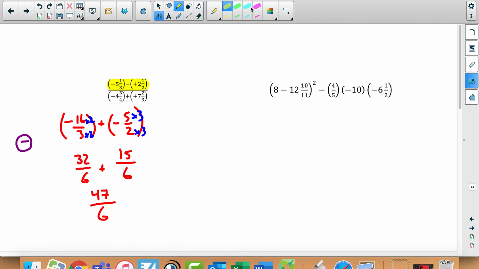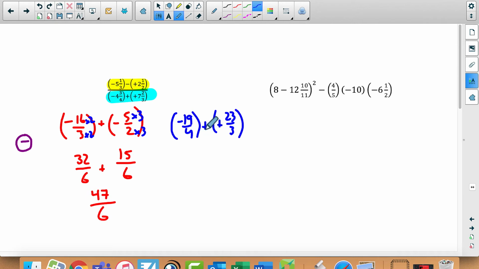Alright, now I have to do this step here. So I'll do that in blue to show I'm doing the blue part. So again, I'm going to make it improper. Negative 4 times 4 is 16 plus 3 is 19. So negative 19 over 4. And then plus 7 times 3 is 21 plus 2 is 23. So positive 23 over 3.